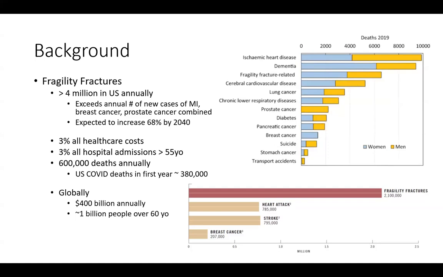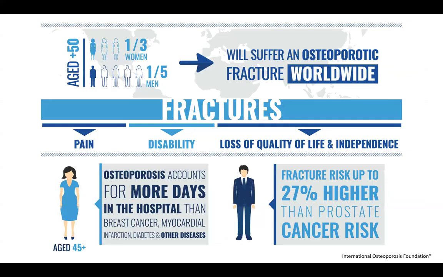When you look at the global numbers, the numbers are truly outstanding. This infographic from the International Osteoporosis Foundation, I think, really drives this home. About a third of women and a fifth of men over the age of 50 will suffer some sort of osteoporotic fracture. And that burden that it carries is higher than things like MI, diabetes, breast and prostate cancer, like we mentioned.